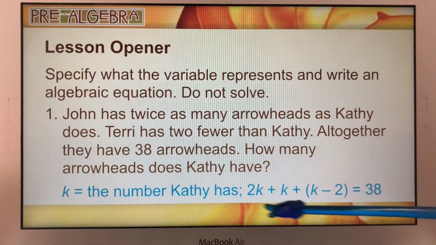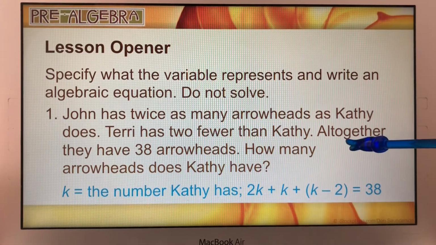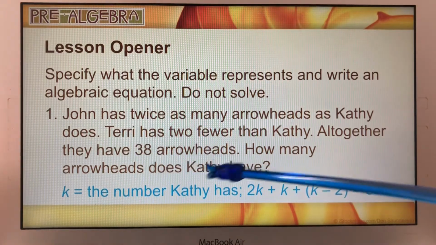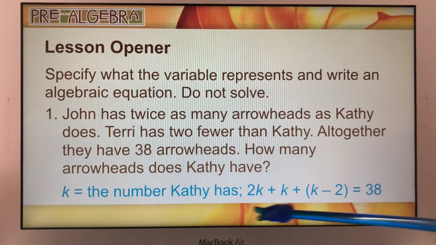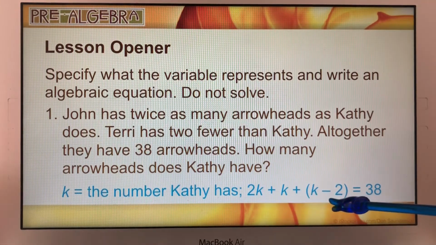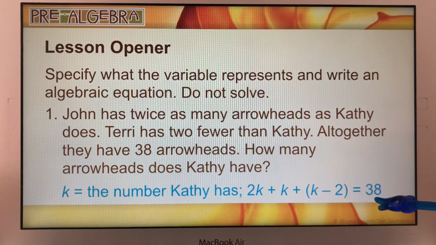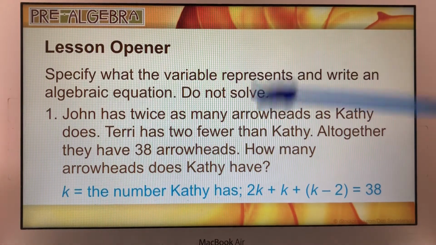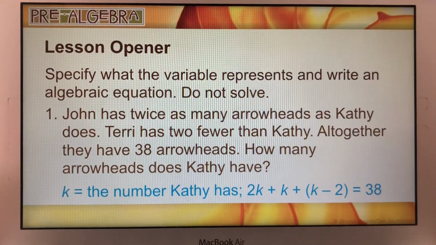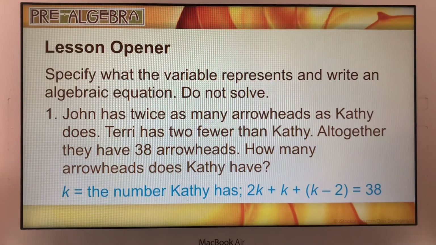And when you add them all up, it says all together they have 38 arrowheads. So we add John's, Kathy's, and Terry's. You add them up and it's equal to 38 arrowheads. So that's the equation that we would write to represent this word problem. Now it says do not solve, so you don't have to worry about solving this one. We're already done with this problem here.